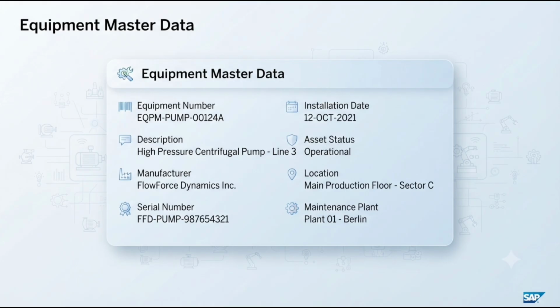Many companies also link equipment to bills of material so that required spare parts are easily available during order creation. Treat every equipment master as a living document that should be kept current throughout the asset's life cycle.